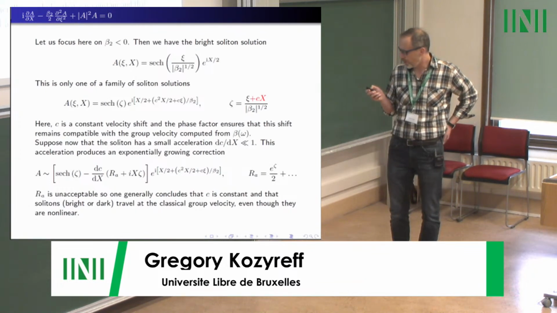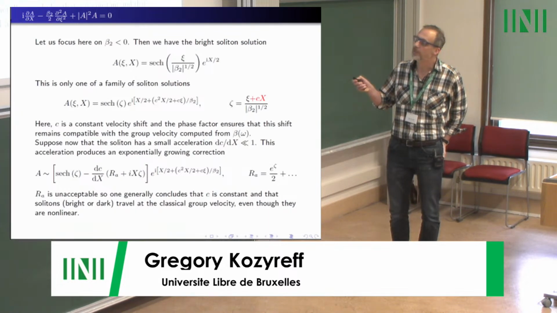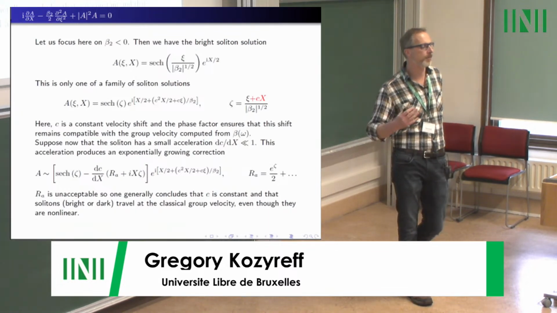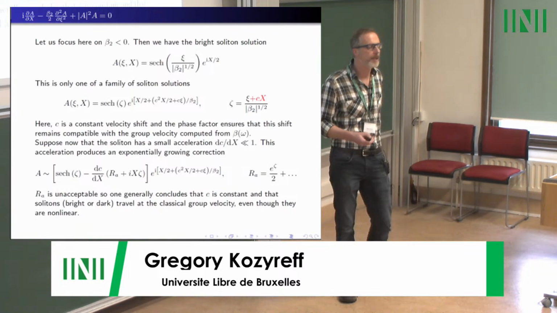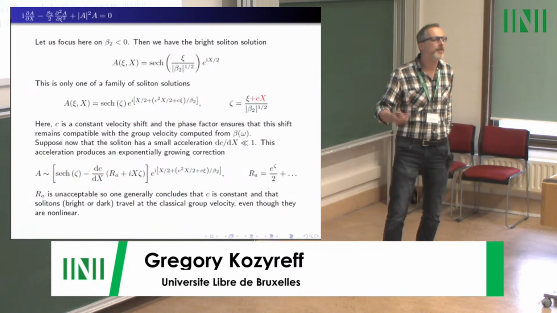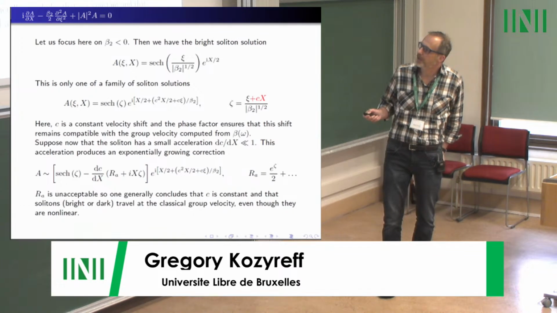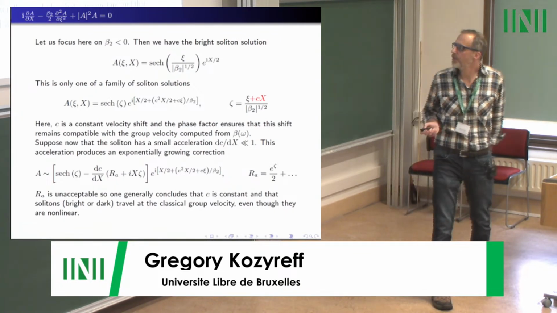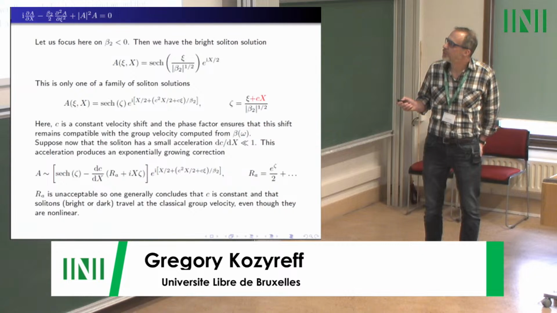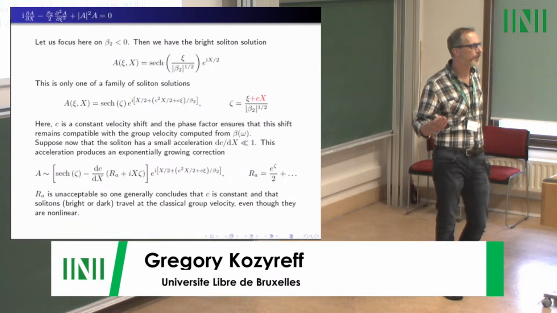Now suppose you want to have an accelerating soliton. So suppose that c is now a function of time or of X, the big X, which is the propagation variable. If you do that, and if you assume that the acceleration is small, then you can linearize the nonlinear Schrodinger equation, and you get this extra correction here that is proportional to the acceleration, and you have this term Ra, which has the annoying quality of growing exponentially away from the center of the soliton in the moving frame.